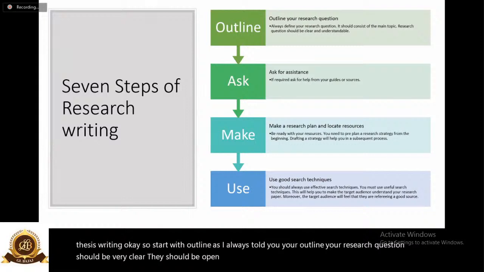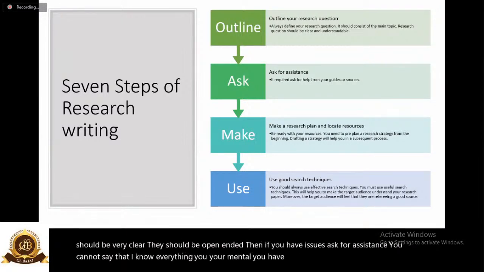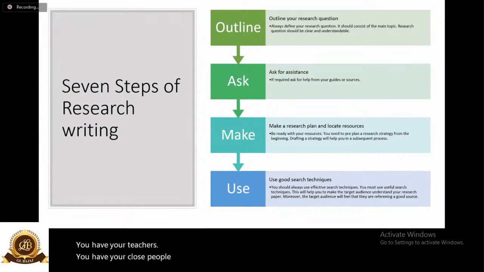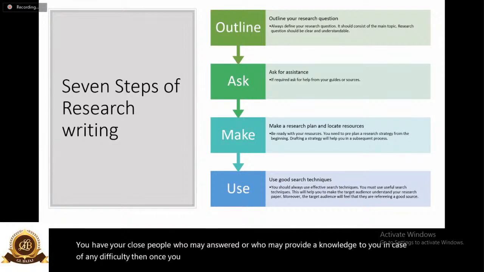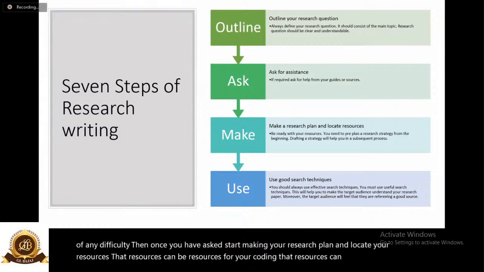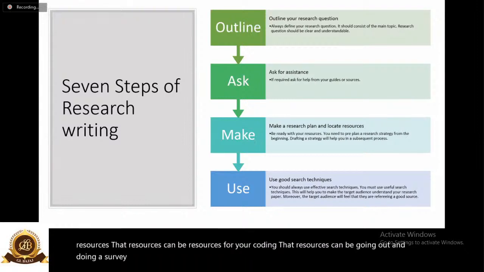Then if you have issues, ask for assistance. You cannot say that I know everything. You have your mentors, you have your guides, you have your teachers, you have your close people who may answer or who may provide knowledge to you in case of any difficulty. Then once you have, start making your research plan and locate your resources. Those resources can be resources for your coding, they can be going out and doing a survey, they can be building questionnaires.